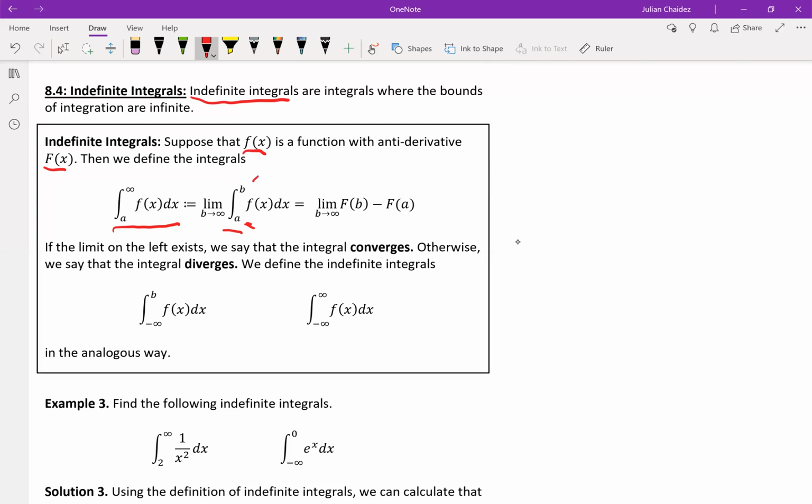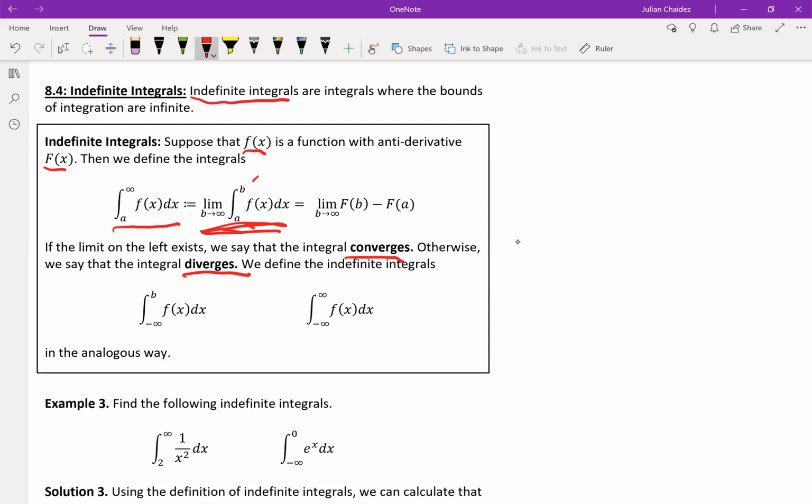Okay, and then the limit on the left, if this limit exists, then I say that the integral converges. If the limit doesn't exist, then I say that the integral diverges. So basically the integral either converges when that limit exists and then it just gives you a number, or it diverges and you get nothing. You get not a well-defined integral. Okay, so that's that kind of improper integral.